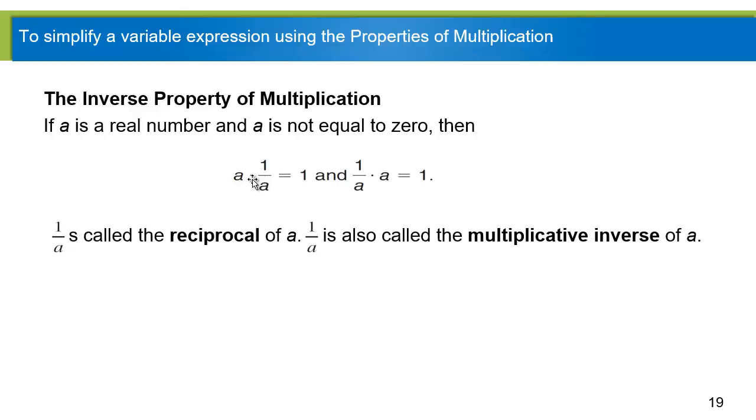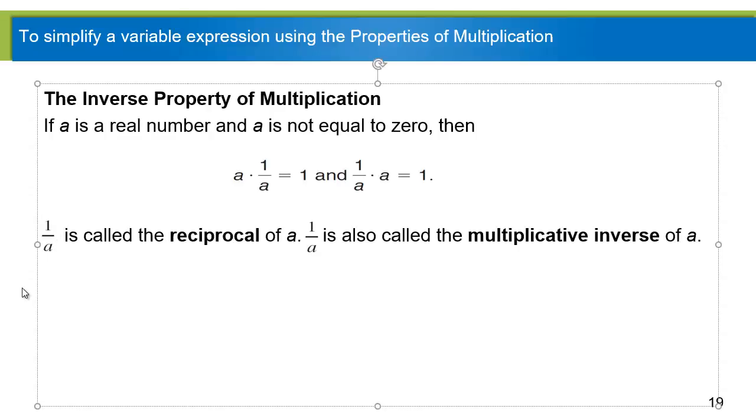So these things are basically multiplicative inverses of each other, but since multiplicative is such a difficult word to say, we're like, oh, well, let's give it an easier name. We'll just call it the reciprocal, right? So 1 over A is called the reciprocal of A because it's easier than saying multiplicative inverse.